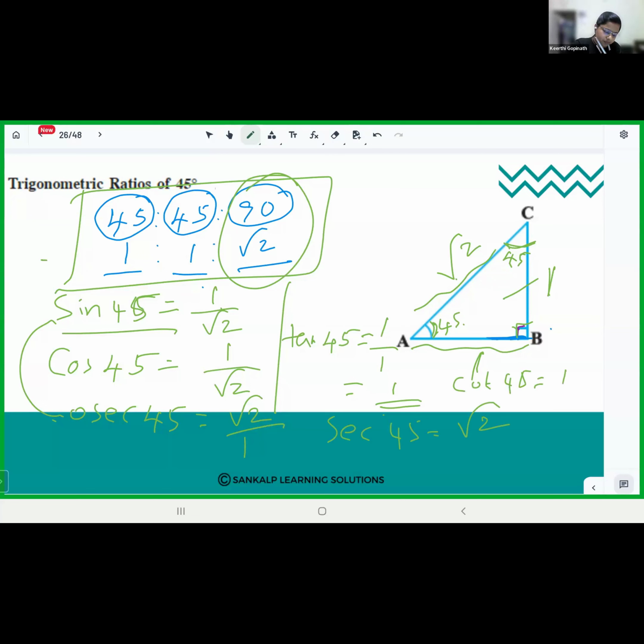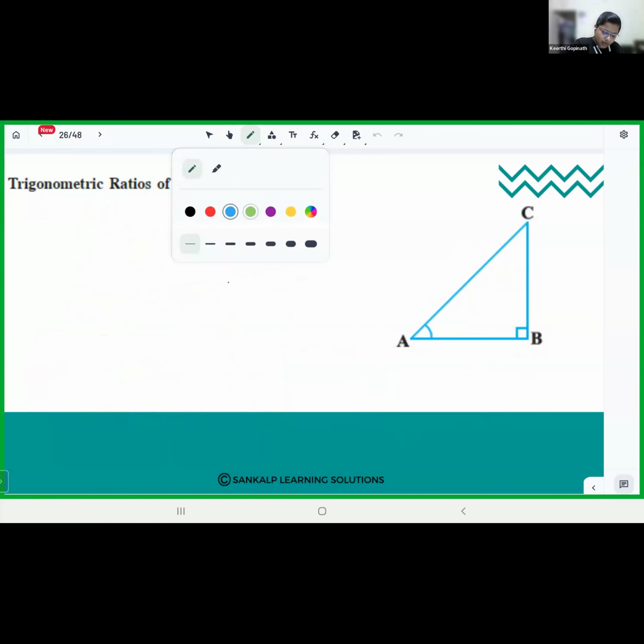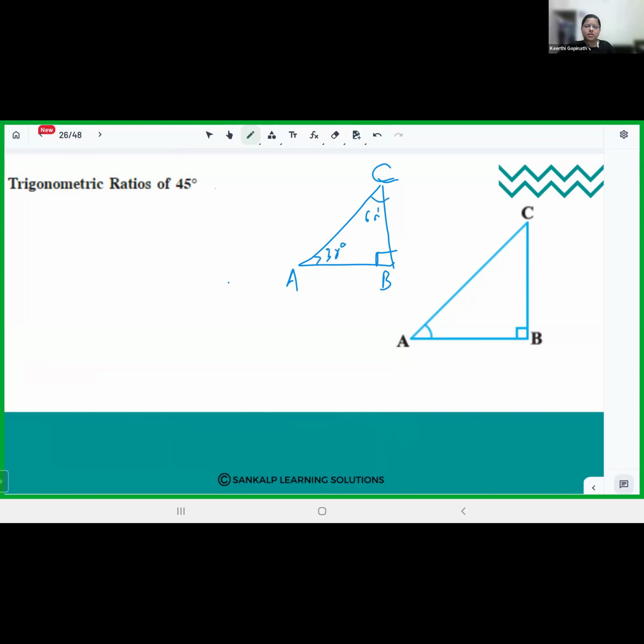Similarly, consider another triangle. It is also a right angle triangle. Let this be ABC. Let this be 90 degree. Let this be 30 degree. And this be 60 degree. So this is a right angle triangle with angles 30 degree, 60 degree and 90 degree.